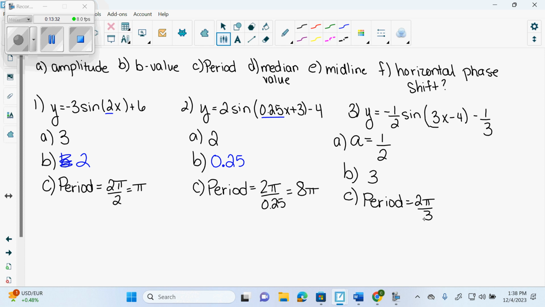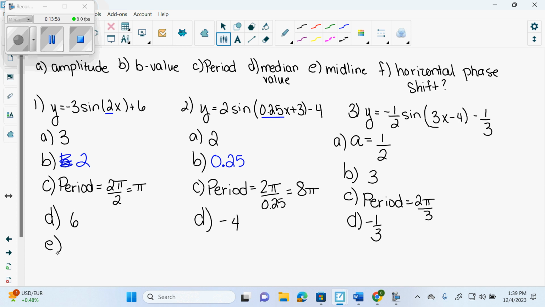Now D. The median value. Do I need anything but just the number if I ask for the median value? No, just the number. What's the number? 6. The median value is the D. What's this one going to be? -4. What's this one going to be? -1/3. Then E is the midline.